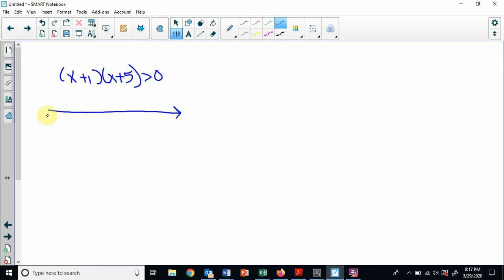Put our number line. What two numbers am I going to have? I'm going to have negative 1 and negative 5. So do make sure you put these in the right order. Which one's the smaller number? Further to the left is actually negative 5. Be very careful of that.